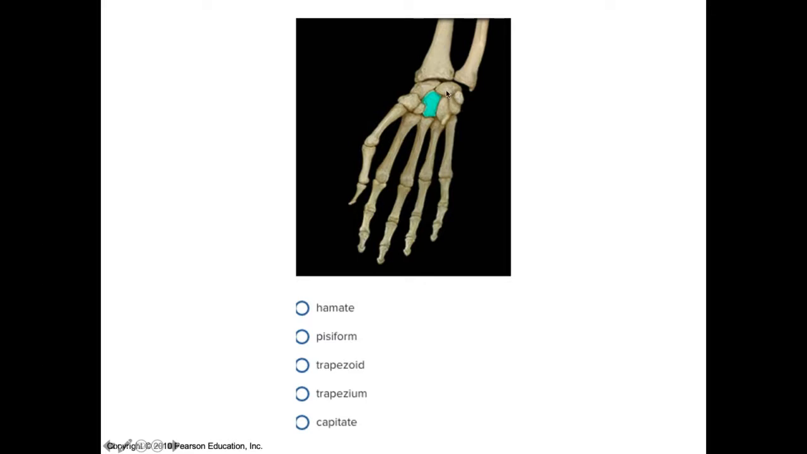And if we were to name these from proximal row, we would have scaphoid, lunate, triquetrum, pisiform, trapezium, trapezoid, capitate, and the hamate with the hook. So this one here, the large one in the center, is the largest. It's the capital. It's the capitate.